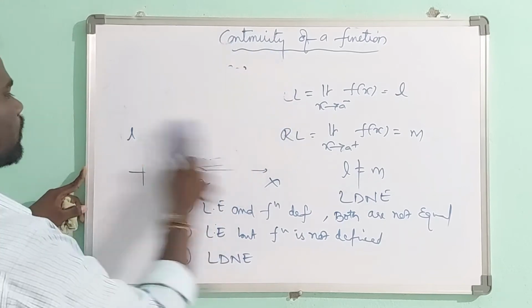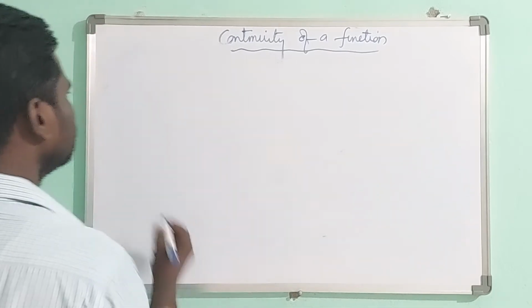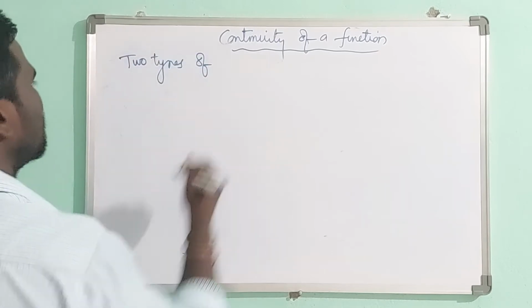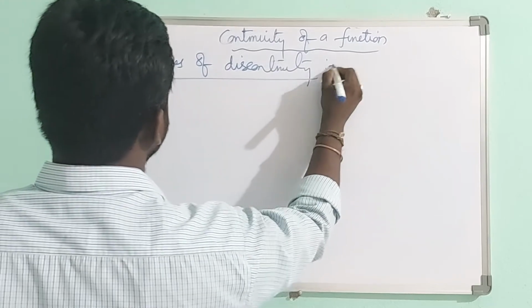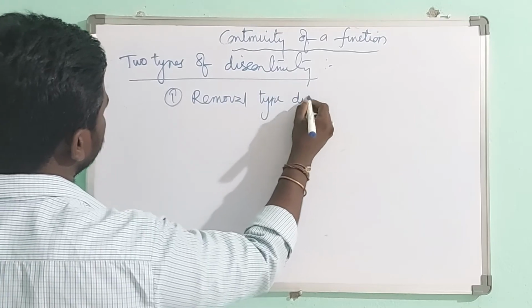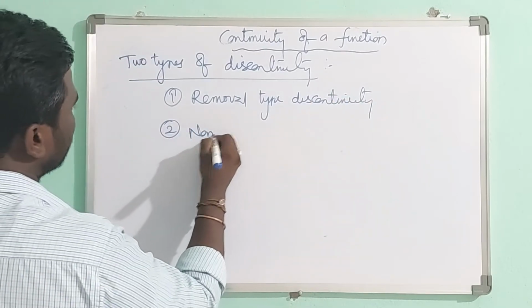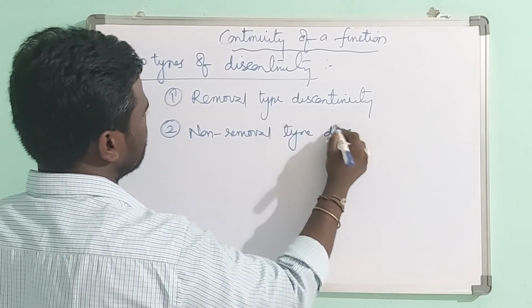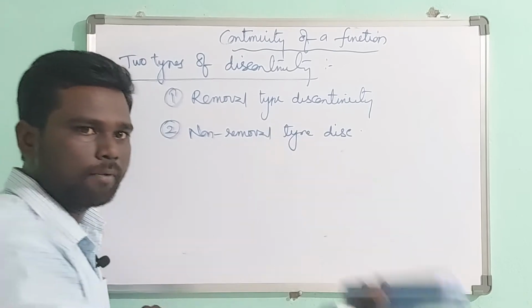Now, coming to the types of discontinuity, we have two types of discontinuity. The first type is removable type discontinuity, and the second one is non-removable type discontinuity. See, types of discontinuities: one is removable type discontinuity, another one is non-removable type discontinuity.